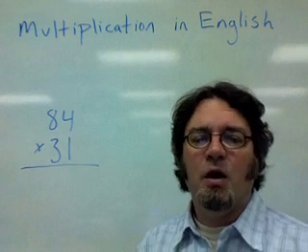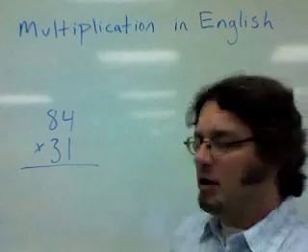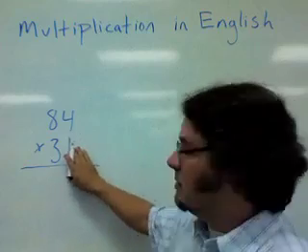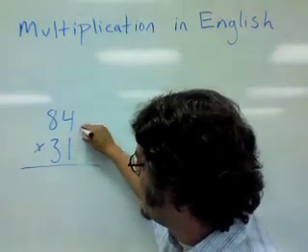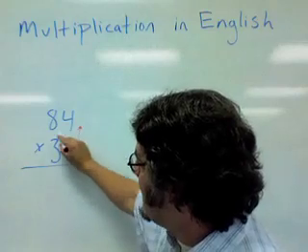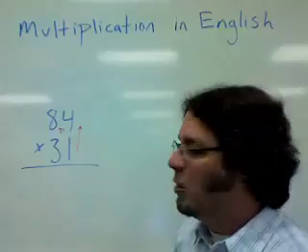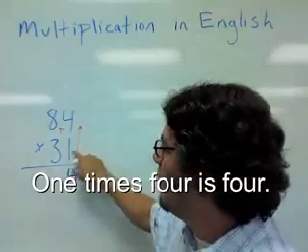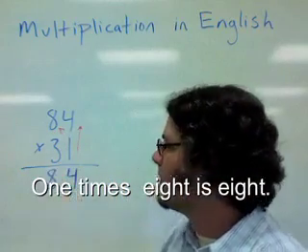Let's try this with larger numbers. 84 times 31. We'll start here in the ones column and multiply 1 times 4 first, and then the 1 times 8 after that. 1 times 4 is 4. 1 times 8 is 8.